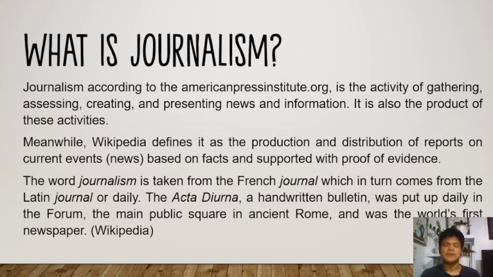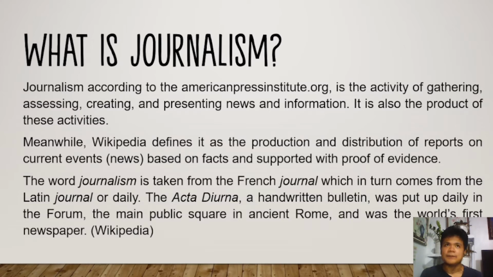What is journalism? So journalism, according to the American Press Institute.org, is the activity of gathering, assessing, creating, and presenting news and information. It is also the product of these activities. Meanwhile, Wikipedia defines it as the production and distribution of reports on current events or news based on facts and supported with proof of evidence. So basically, journalism is the mechanism of journaling. So when we say mechanism of journaling, it is the way or the phenomenon in which occurrences are being written into a journal, no? Basically.